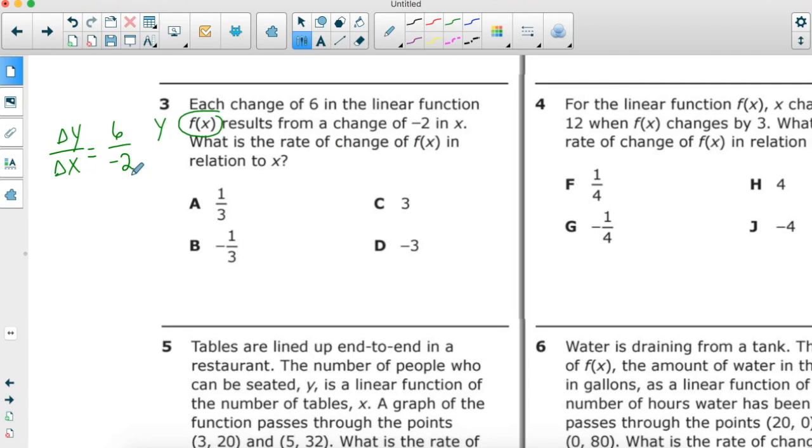So you have 6 over negative 2. When you simplify this, you end up with negative, 6 divided by 2 is 3. So that's our rate of change. The correct answer here is letter D.